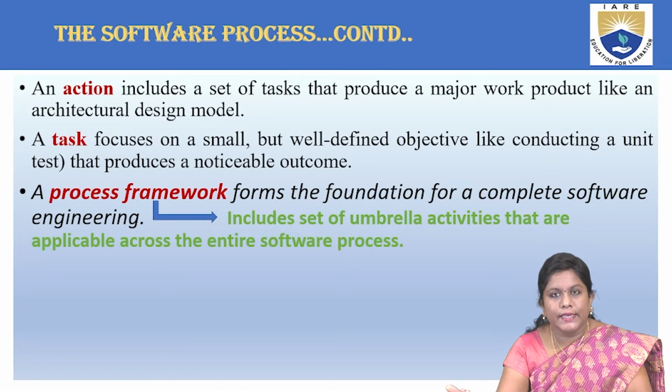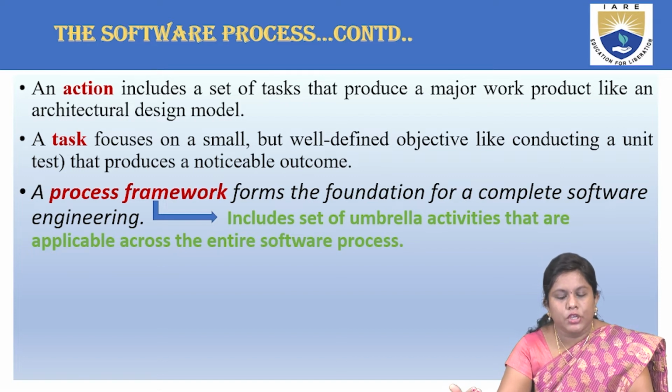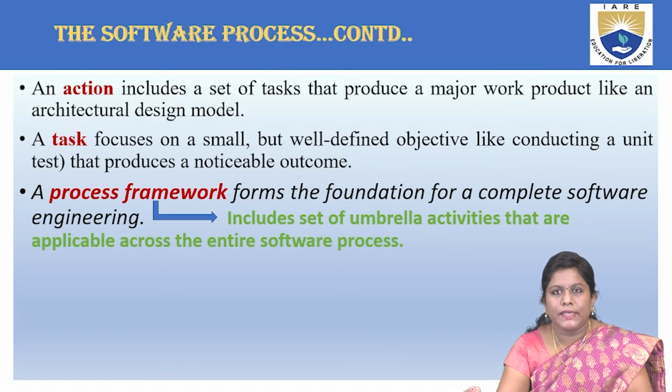So the third category in the elaboration of the process is the task. So tasks are nothing but they focus on a small but well-defined objective, like a unit test that produces a noticeable outcome. So what is this trying to say? You don't execute very lengthy modules.